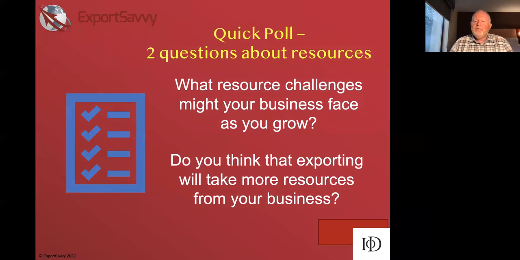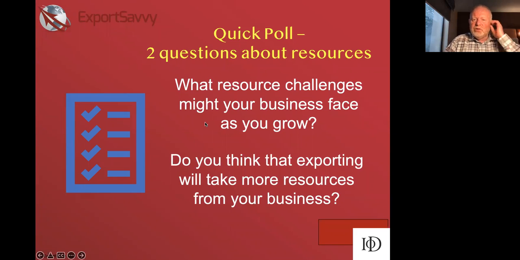So I'm going to do a couple of quick polls with you, and I'm going to ask you 2 questions about your resources. Firstly, I'd like you to think about your business generally. What resource challenges might you face as your business grows? Now, that's whether you're trading overseas or in the UK. And secondly, do you think that exporting will take more resources from your business? So let's have a quick look at these couple of polls and see what we do.